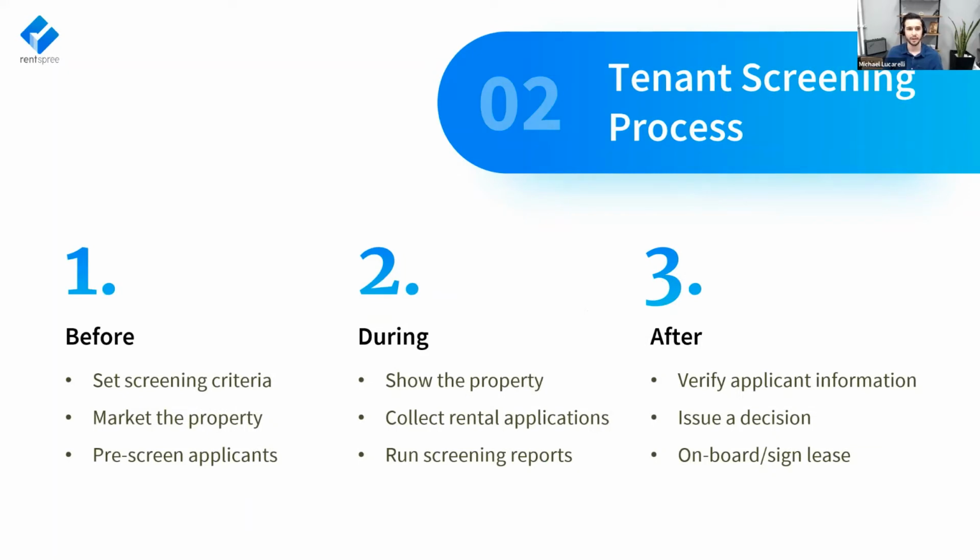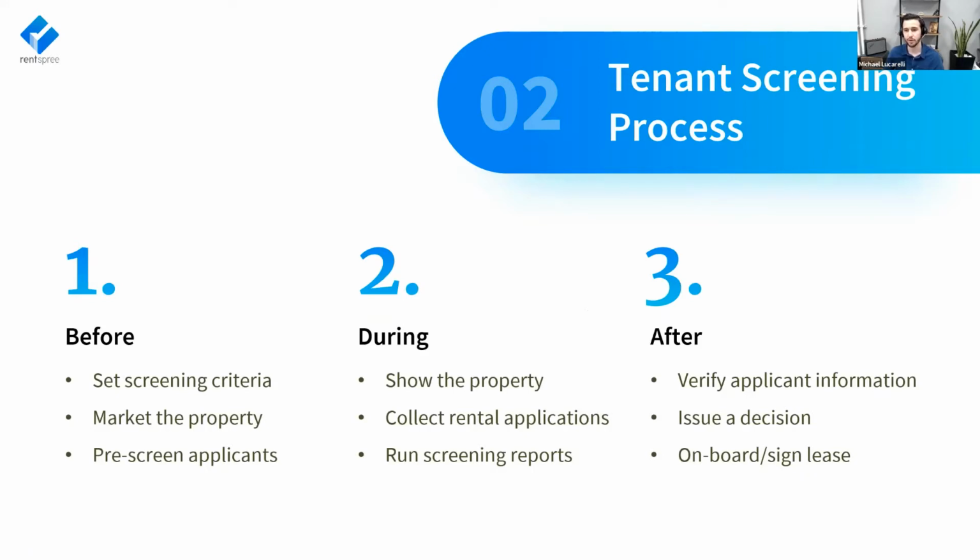And so here's what I would say is an essential A to Z screening process. We separate this into three broad categories and then break those down a little further. First is the before, then there's the during, and then of course there's the after.